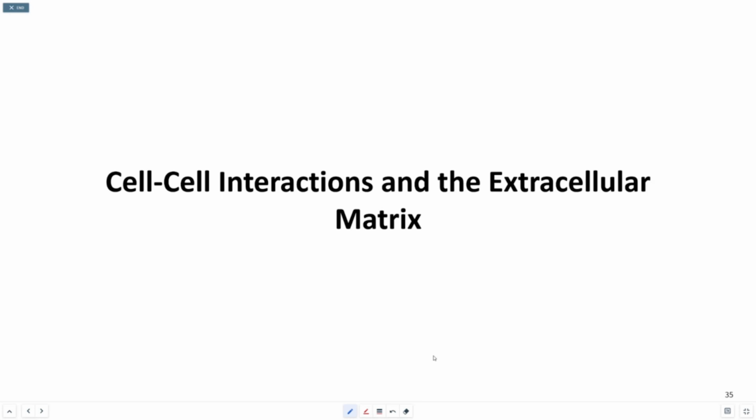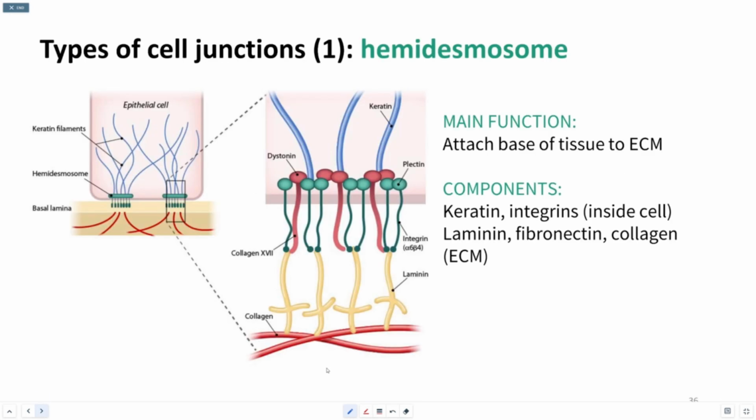Cell-cell interactions in the extracellular matrix. Types of cell junctions. Cell structures include membrane organelles as well as non-membrane organelles, vesicles for transport, and structures that extend from the cell's surface. Membrane junctions are composed of both integral and peripheral membrane proteins that function to connect and support cells.